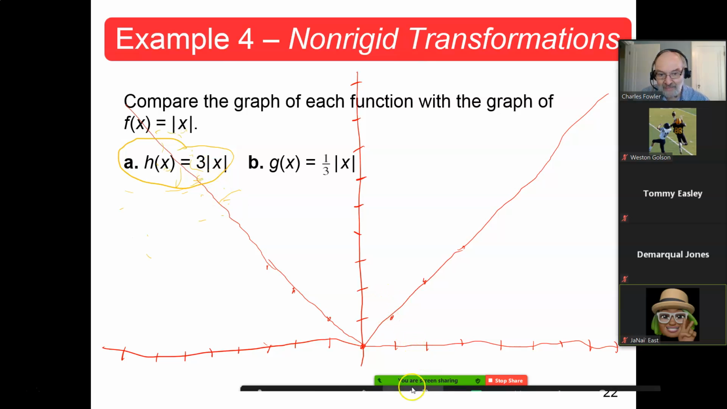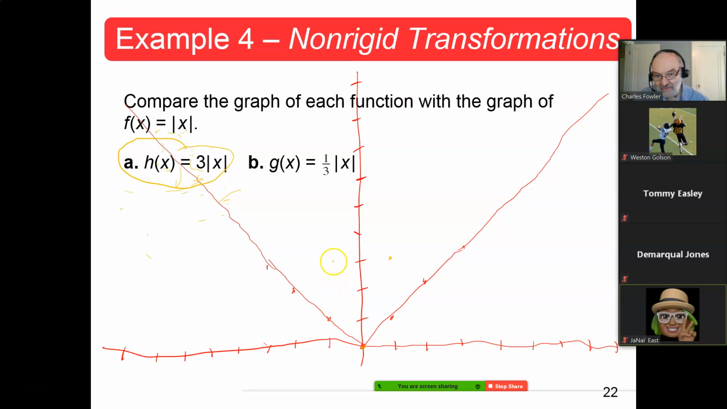So 3 times 0, your y value here is 0. 3 times 0 is still 0. 3 times 1 here is going to be 3. 3 times this one, the y value, is going to be 3. Okay? 3 times 2 is going to be 6. That's 4, 5, 6. That would be right here.